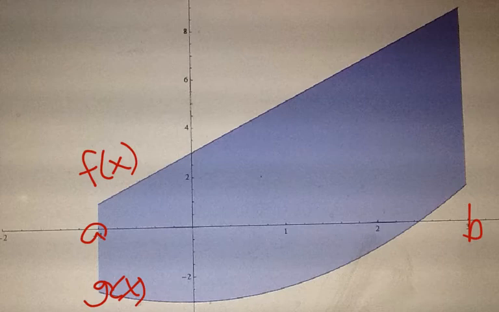Much like we did in section 5.1, where we were finding the area bounded by the curve and the x-axis from a to b, we're going to set this up in the same way. Some of this is going to look awfully familiar. We start by figuring out the width of our rectangles, the width of our subintervals. We would still take b minus a divided by n.